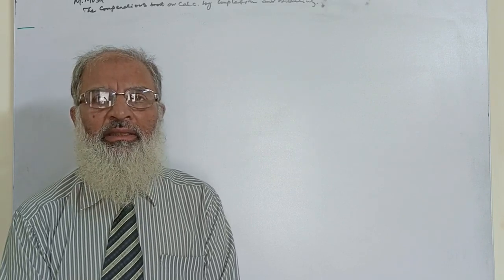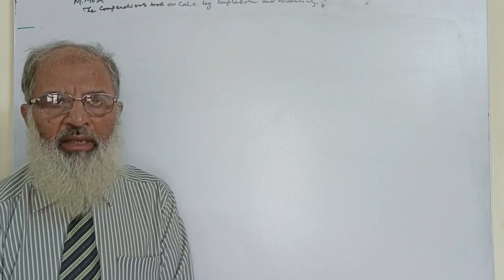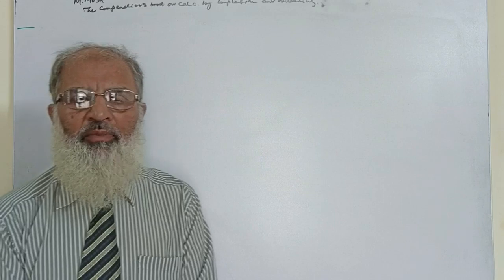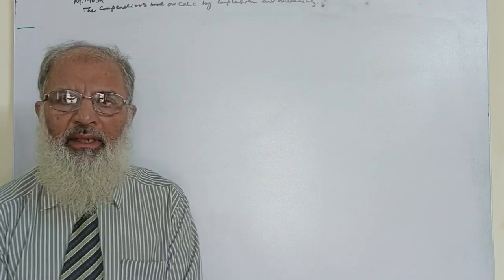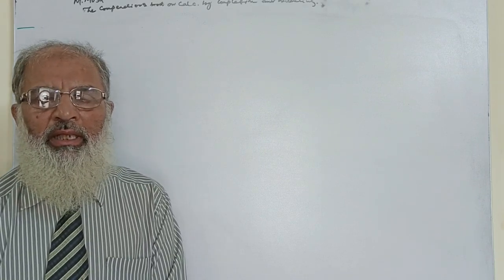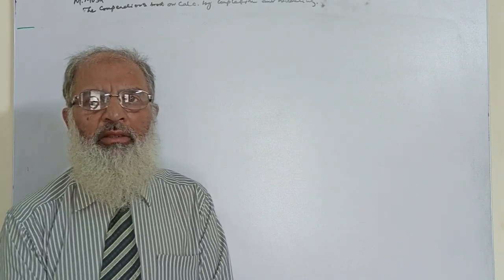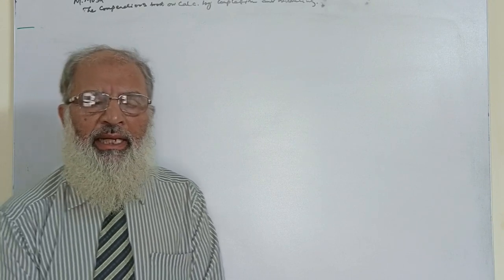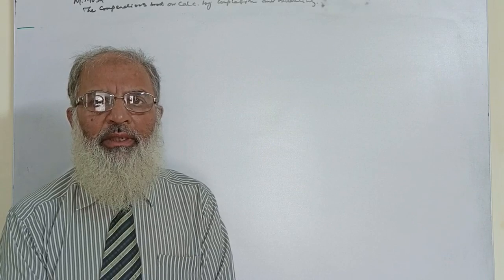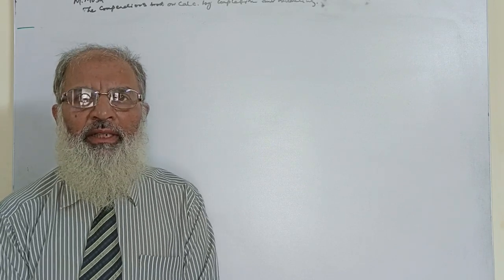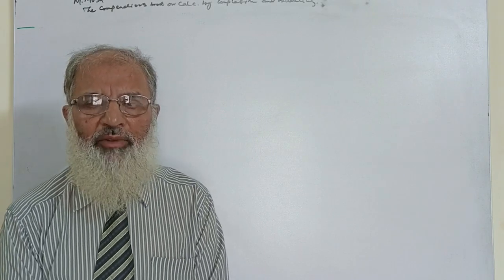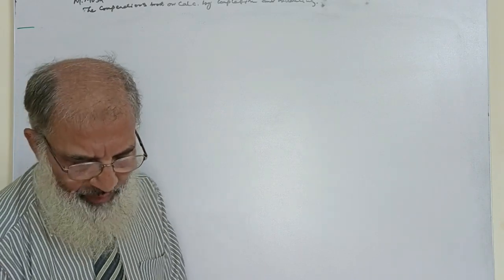Those were squares, rectangles, trapeziums, kites, and polygons: pentagon, hexagon, heptagon, octagon, and similar ones. Since we have done all these things, we have also done the construction work, some drawing work with the help of these tools.